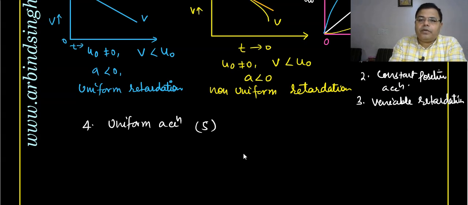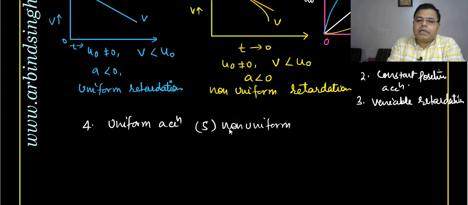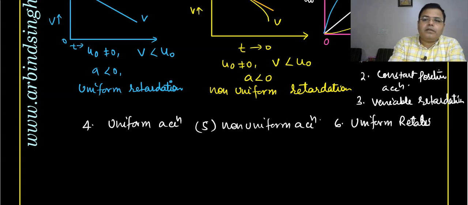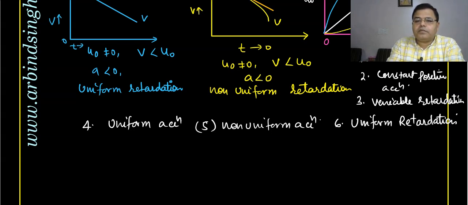Fifth is non-uniform acceleration. And sixth is uniform retardation, or constant retardation. So all these points are there, and you can use them. You understood them.